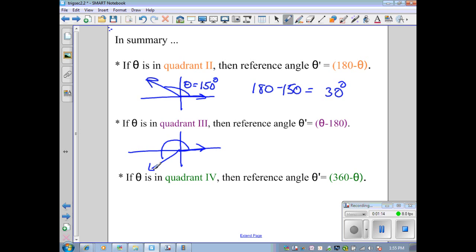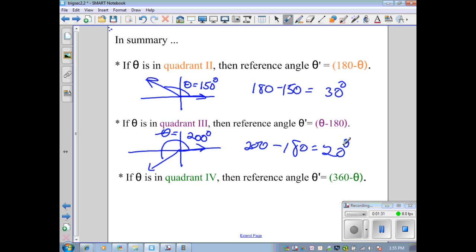And I'll just call that an angle theta of, let's say, 200 degrees. Then my reference angle would be 200 minus 180, or 20 degrees.